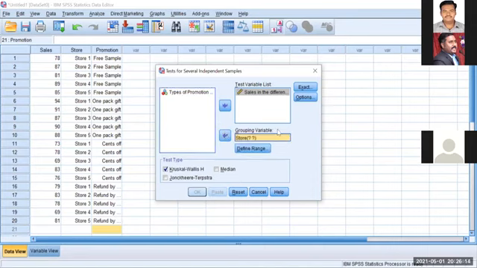Okay, now after selecting the store, we need to define the range. Yesterday in Mann-Whitney, we defined values. Values means only 2 factors will be there. So we gave 1 and 2, that's all.